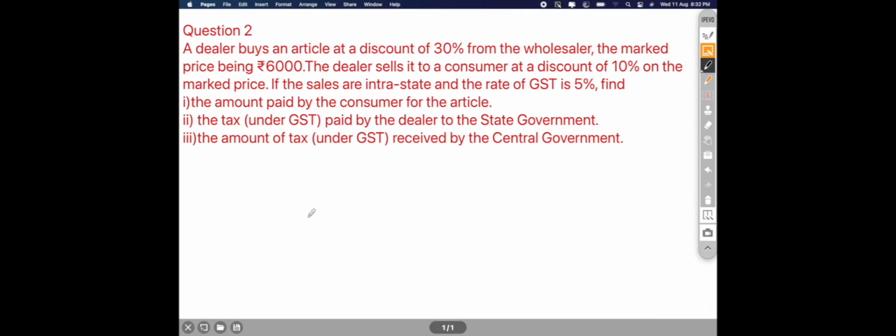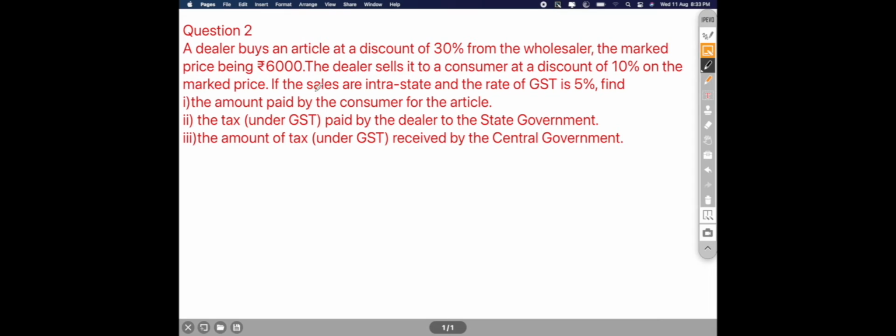A dealer buys an article at a discount of 30% from the wholesaler. The marked price being rupees 6,000. The dealer sells it to the consumer at a discount of 10% on the marked price. If the sales are intrastate and the rate of GST is 5%, find the amount paid by the consumer for the article. Number 2, the tax under GST paid by the dealer to the state government. Number 3, the amount of tax under GST received by the central government.